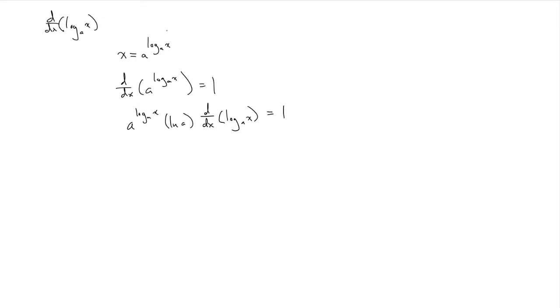And then once again, we use the idea that a to the log base a of x is just equal to x, giving us that x times the natural log of a times the derivative of the log base a of x is equal to 1. And finally, if you divide both sides of that by x times the natural log of a, you get that the derivative of the log base a of x is 1 over x times the natural log of a.